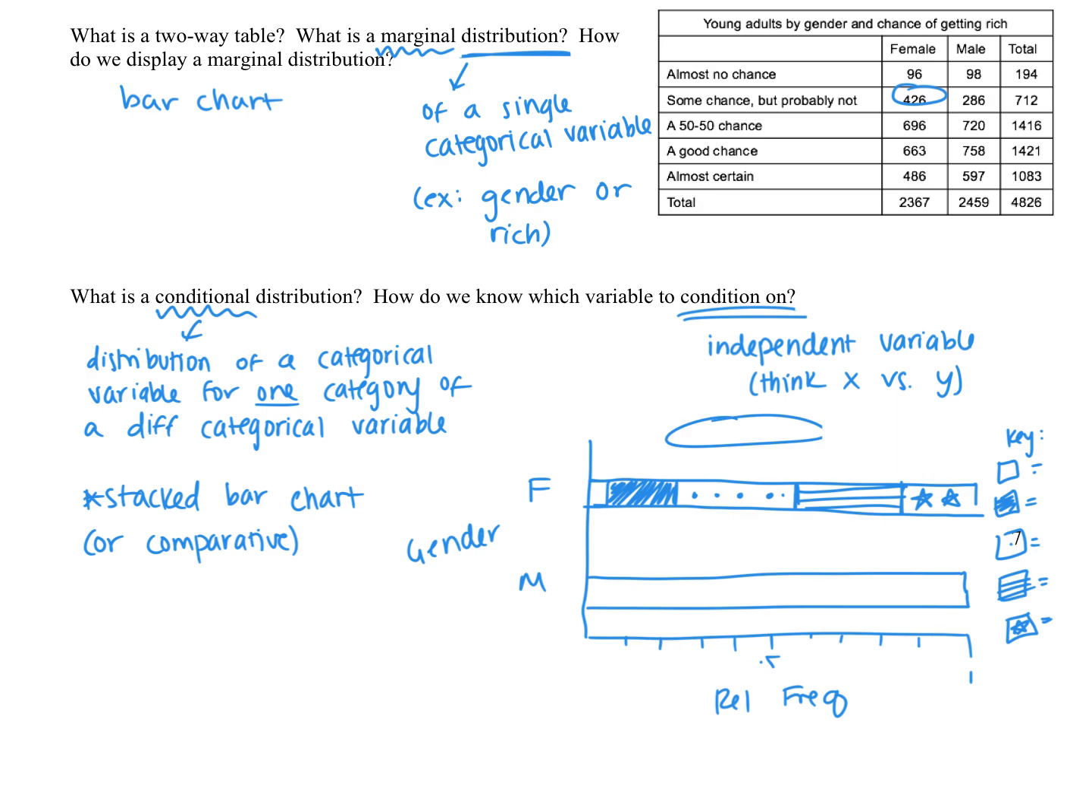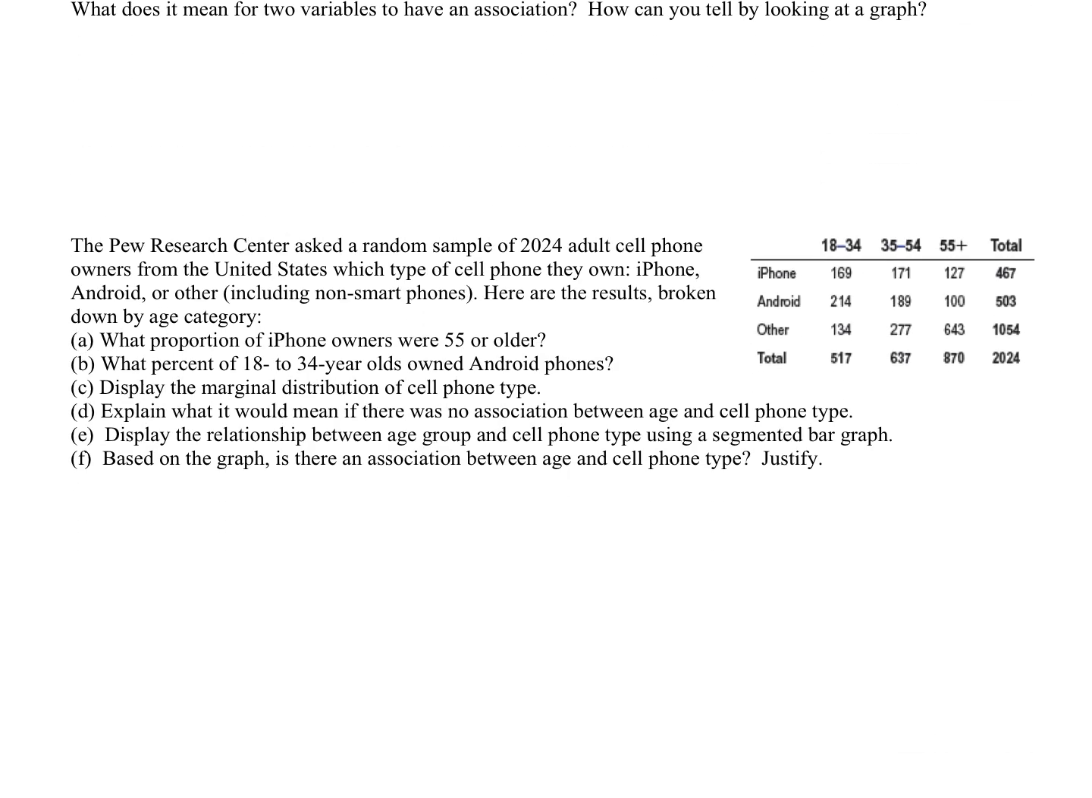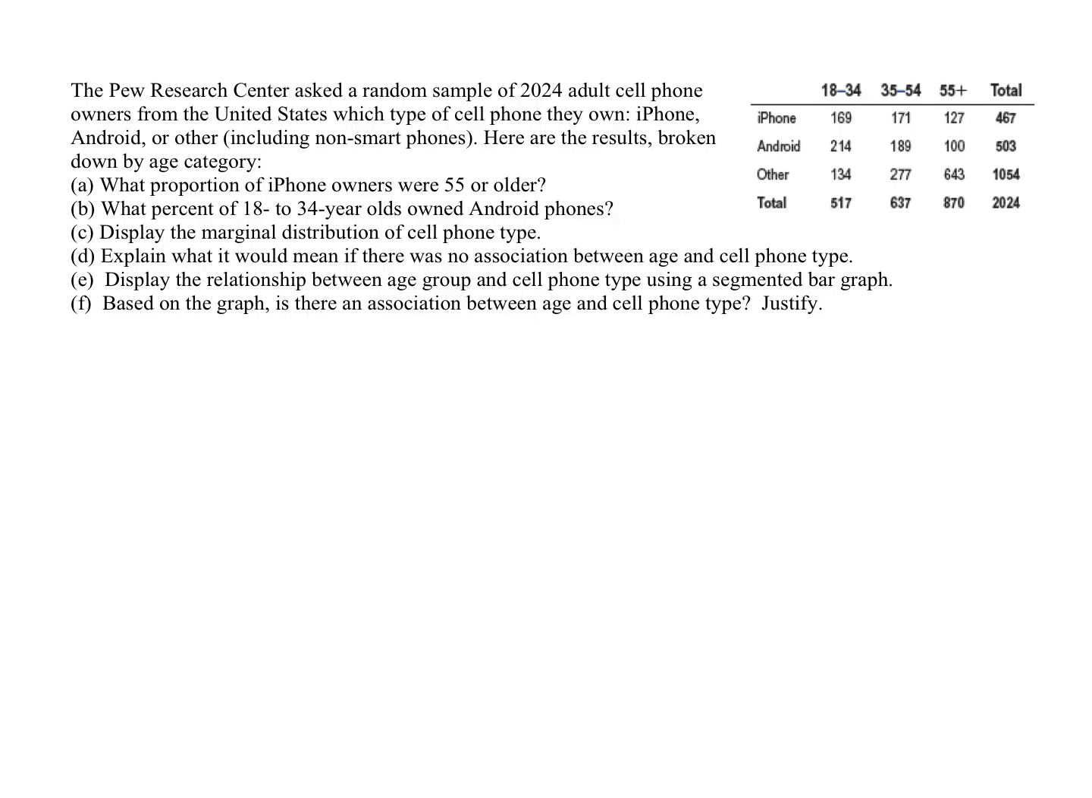Okay, last thing we need to talk about. The reason we have conditional distributions like this is so that we can compare differences between groups. So if we had a complete graph, we would be able to compare the differences in the responses to this question of chance of getting rich between males and females. That's what we're gonna do on the next page. We are looking at this example all the way at the bottom. So this is the last example we're gonna do in these notes.